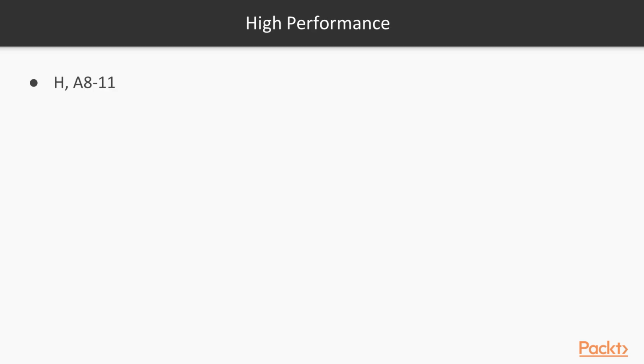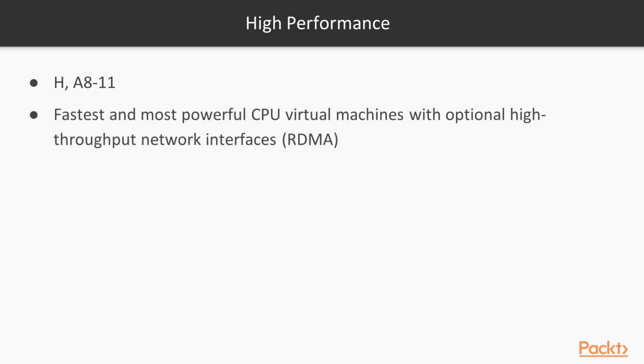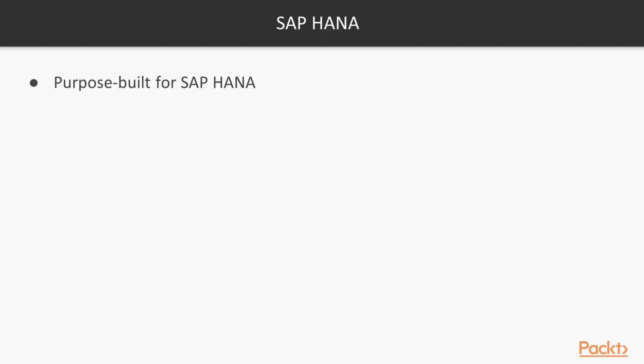Then a specific group of VMs, the H series or the A8, 9, 10, and 11, are known for high performance compute processing, giving you the fastest, most powerful CPU virtual machine with optional high throughput network interfaces, also known as RDMA. So mainly used for powerful machines. And then the SAP HANA is also a specific one where it's really purpose built for that workload. It takes a couple of weeks before they're actually available in an Azure data center because it's deployed on physical servers with large amounts of memory.